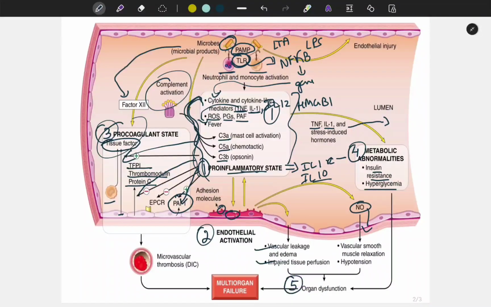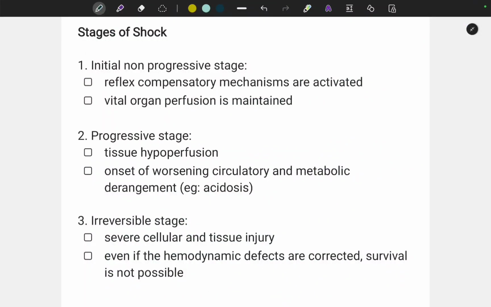The fifth factor is organ dysfunction. All those points that we discussed earlier, such as pro-inflammatory state resulting in endothelial cell activation, which further increases vascular leakage and edema, which results in impaired tissue perfusions, and vascular smooth muscle relaxation, which results in systemic hypotension and microvascular thrombosis. These all decrease delivery of oxygen and nutrients at the cellular level, causing cellular hypoxia, which ultimately may result in multi-organ failure.